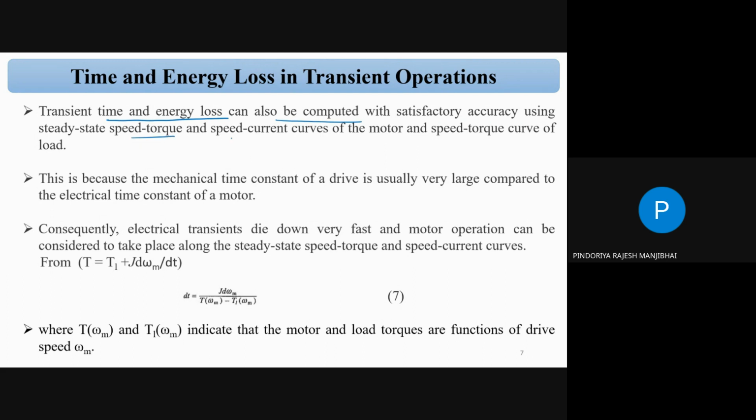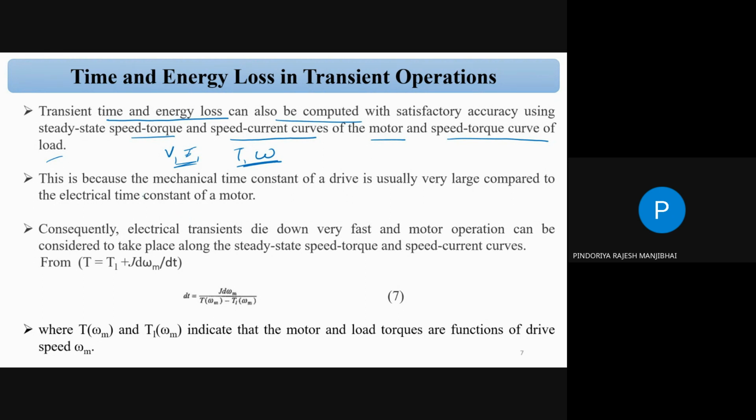Transient time and energy losses can also be computed with satisfactory accuracy using the steady state speed torque and speed current curve of the motor and speed torque curve of the load. Generally we have electrical quantities, voltage and current, and mechanical quantities, torque and speed. Suppose you want to calculate the energy losses. Energy is time into work done, correct? So that is your energy. We can take voltage and current as electrical quantities, otherwise speed and torque as mechanical quantities, and then you can easily calculate the energy. Whatever area you want to cover, you can consider that area and take the integration.